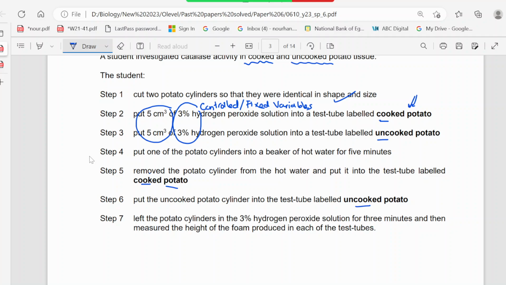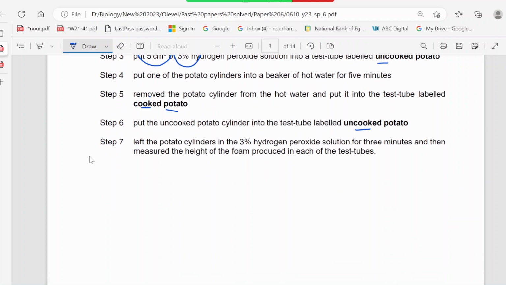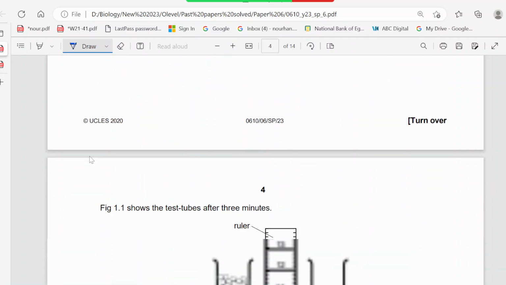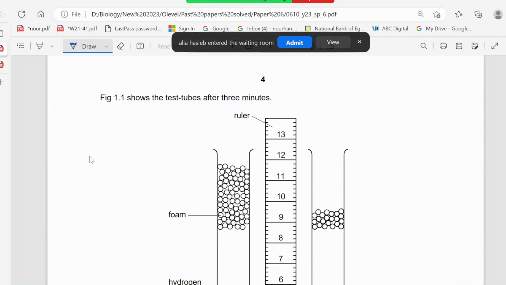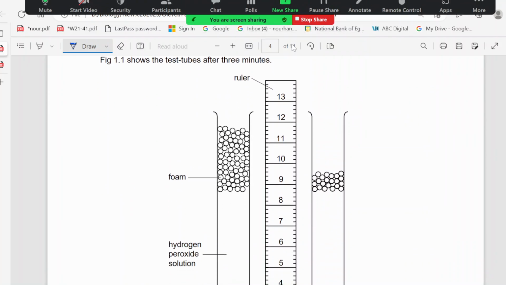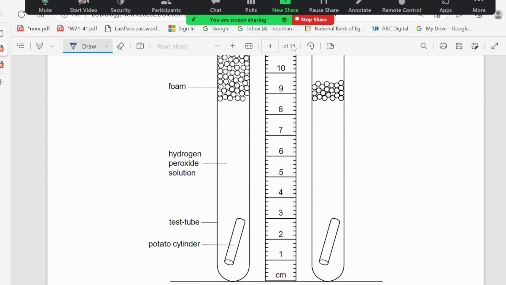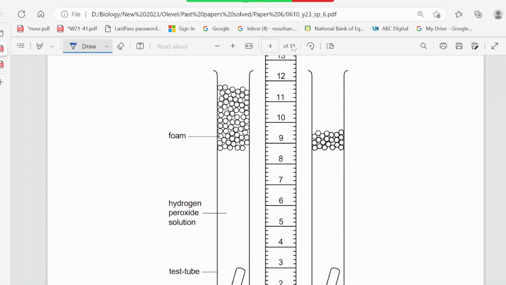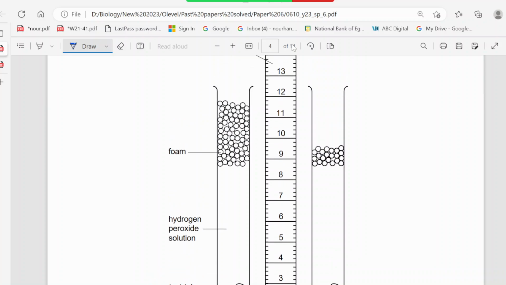Okay, leave the potato cylinders in 3% hydrogen peroxide solution for 3 minutes and then measure the height of foam produced in each test tube. Okay, you left both potatoes in the hydrogen peroxide for 3 minutes. So this time is also a controlled variable. Okay, this is the height of foam. It shows the test tubes after 3 minutes. Here are the potato cylinders, and this is the height of foam. Okay, and he puts a ruler next to it to measure it.